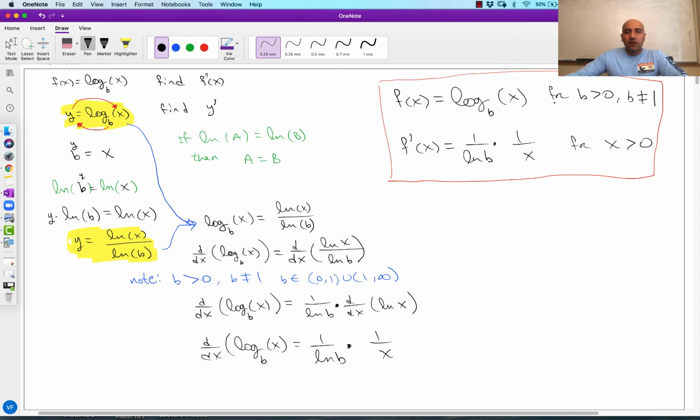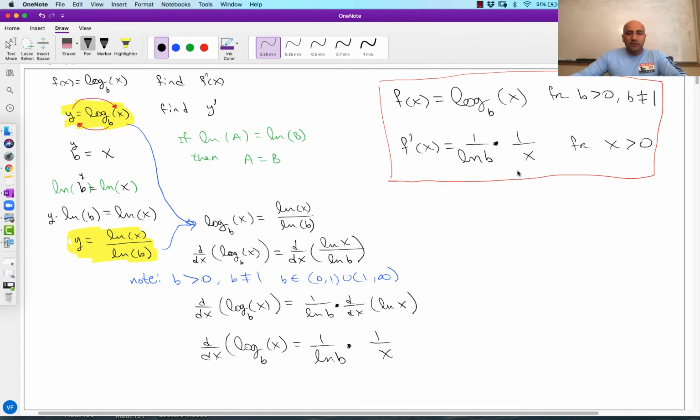So as long as b is one of these values and x is strictly greater than 0, that's the domain of the log function, then its derivative is going to be equal to 1 over ln of b times 1 over x. And my ln looks funny. Let's fix that. Ln b times 1 over x.